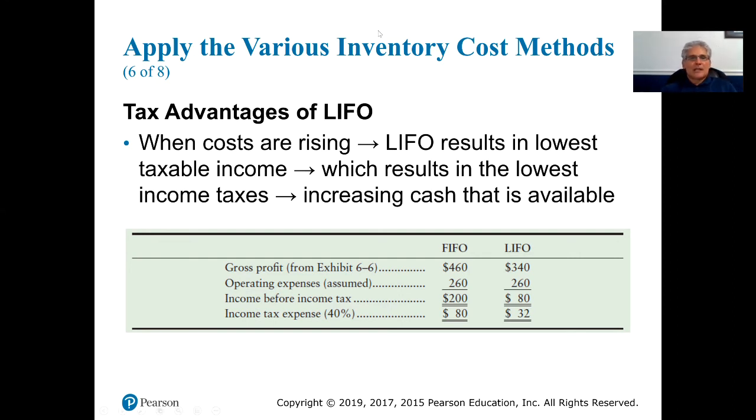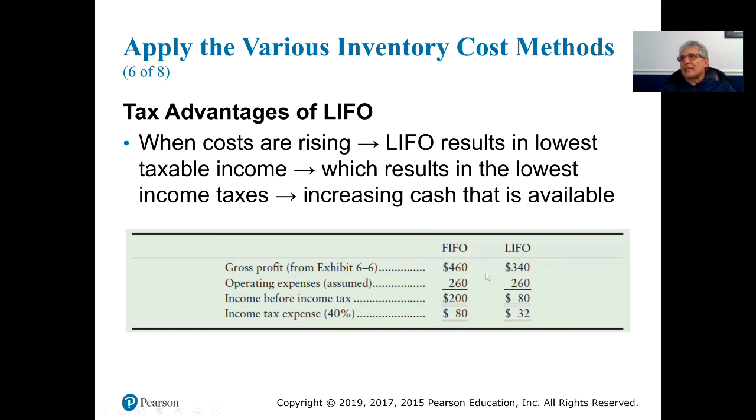So the example here is just looking at the gross profit between FIFO and LIFO. We computed this earlier. Those numbers came from the exhibit that we looked at, 460 and 340. Those were the gross profits. We subtracted the operating expenses, which are the same for both. Now we take the income before tax and figure out the tax expense, and let's assume 40%. Under the FIFO method, $200 was income, multiplied by 40%, we get $80. Under the LIFO method, we take the $80 and multiply by 40%, we get $32.